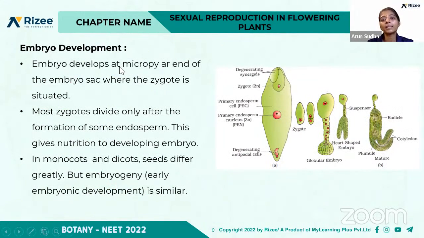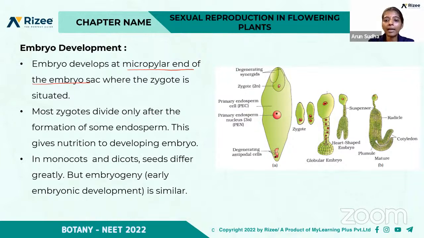So the next post-fertilization structure is the embryo development. So how does the embryo development occur? The embryo develops at the micropylar end of the embryo sac, right? So we know the structure first here. So this is the micropylar end. So the embryo starts to develop from the zygote. So this we already saw, right? After fertilization, this is the structure.